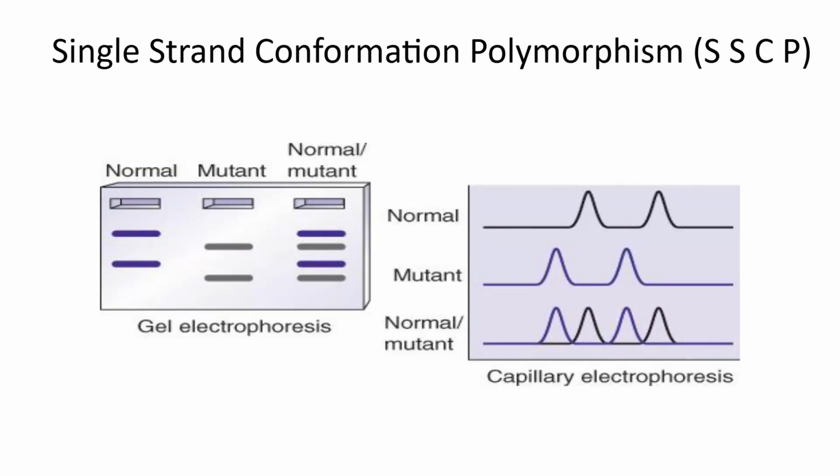So single strand conformation polymorphism, you can see if you run it out on a gel, those are the normal ones, those would be mutant, and those would be normal and mutant together.